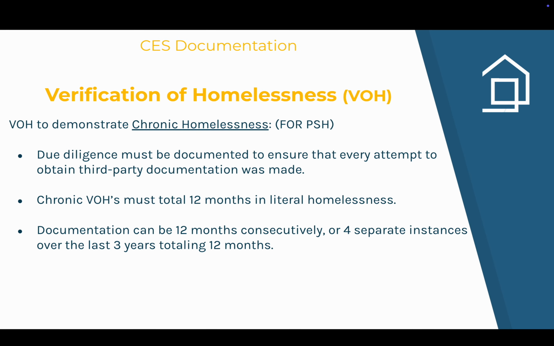VOH documentation to demonstrate chronic homelessness includes the due diligence, which must be documented to ensure that every attempt to obtain third-party documentation was made. Chronic VOHs must total 12 months in literal homelessness. Documentation can be 12 months consecutively or 4 separate instances over the last 3 years, totaling 12 months.